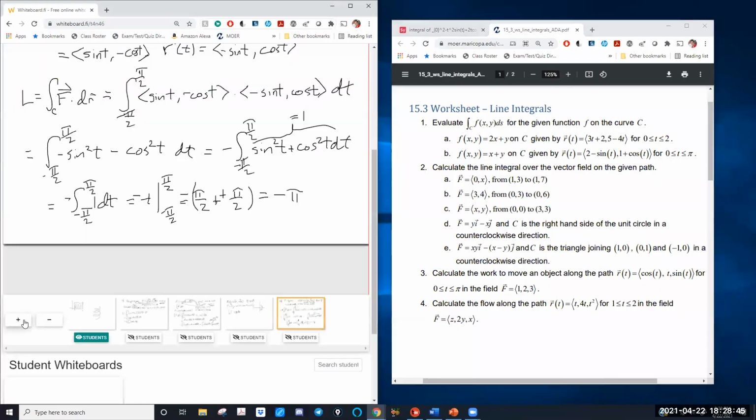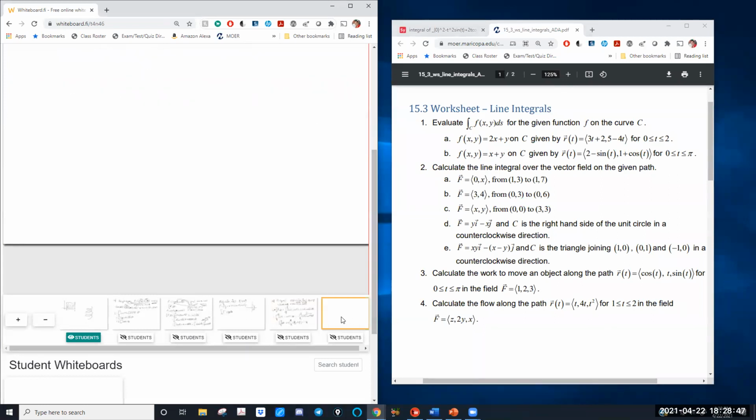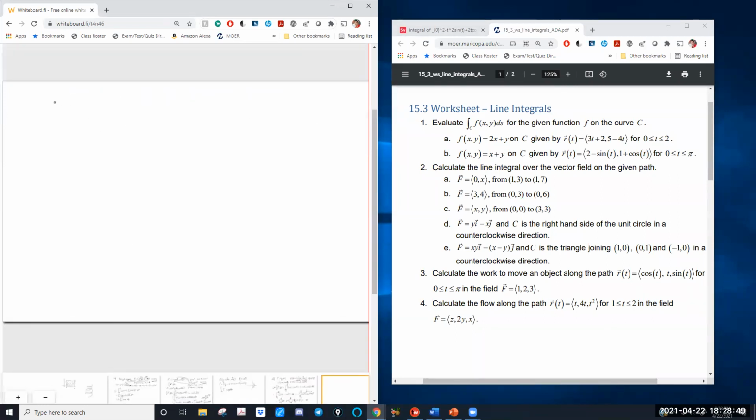I just want you guys to see what it looks like in 3D. It's not anything different. So for number 4, we've got the vector field z, 2y, and x. This might take us over 6:30, so sorry for that.